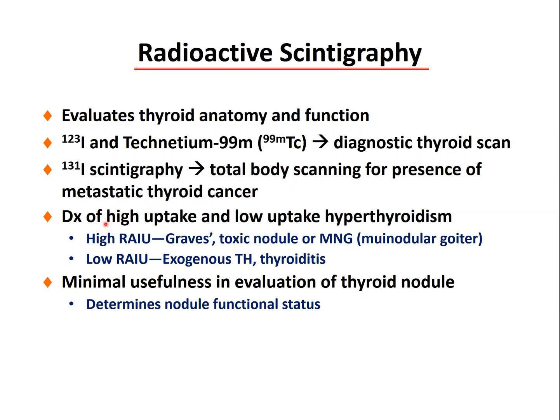Now, in the diagnostic process, hyperthyroidism can be high uptake or low uptake. High radioactive iodine uptake can happen in Graves disease, toxic nodule, or multinodular goiter. Low radioactive iodine uptake can happen when we have an exogenous thyroid hormone source, or in case of thyroiditis. It is also useful in evaluating a thyroid nodule to determine the nodule's functional status, so whether it's working more or less, this can be achieved.